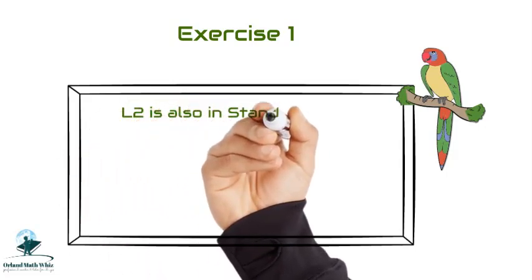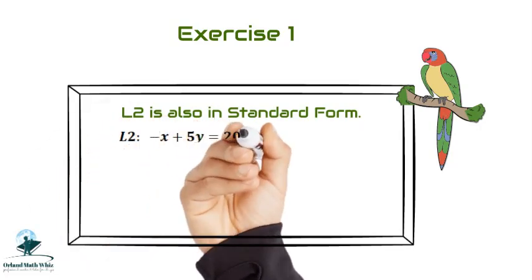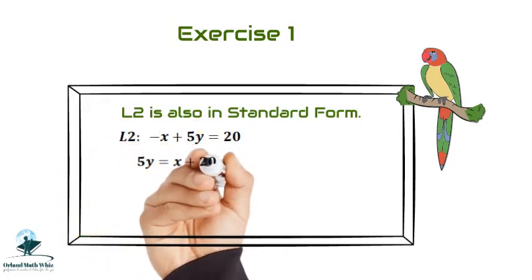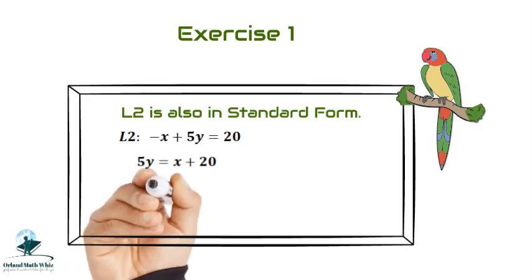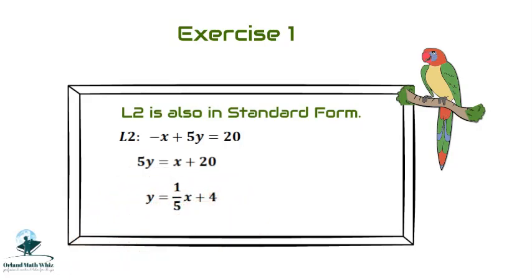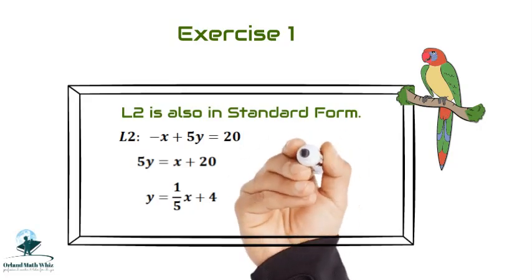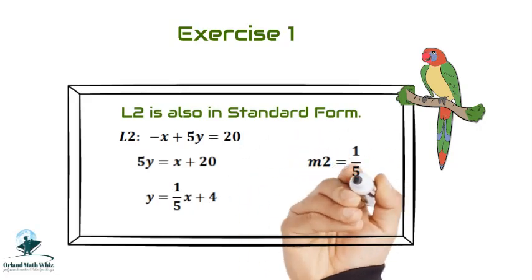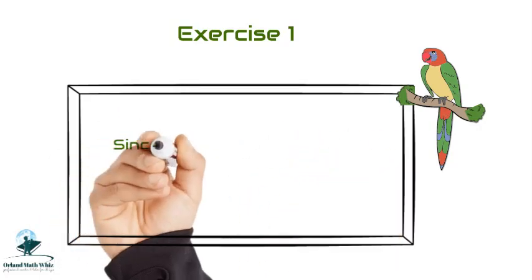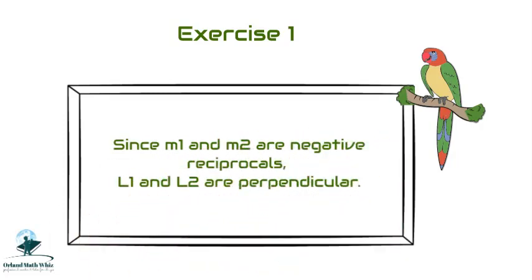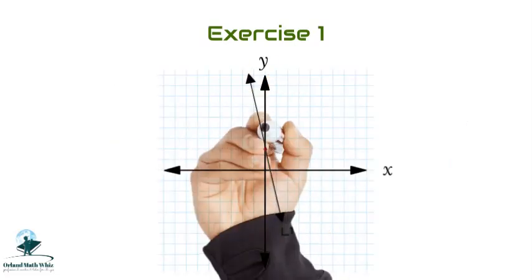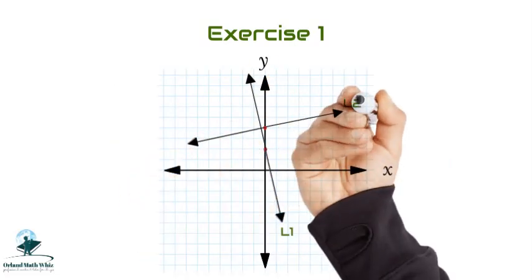L2 is also in standard form. Adding x to both sides, we get 5y equals x plus 20. Divide both sides by 5, we get y equals 1/5 x plus 4. So, m2 equals 1/5. Since m1 and m2 are negative reciprocals, the 2 lines L1 and L2 are perpendicular. Graphing L1 and L2, we can visually see that they are perpendicular.